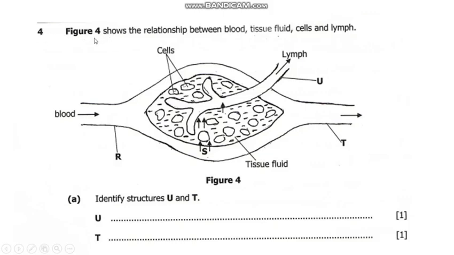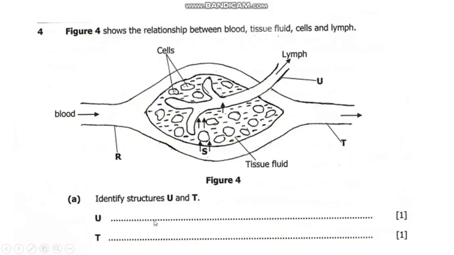So our question 4 reads, Figure 4 shows the relationship between blood, tissue fluid, cells, and lymph. So this is the figure showing the relationship between the blood, the tissue fluid, cells, and the lymph. Question A, identify structures labeled U and T. Here we have the structure labeled R, which is the arteriole where blood is coming in. We have the cells, we have the structure labeled S, we also have the tissue fluid, we also have the part labeled U, and we also have the part labeled T.